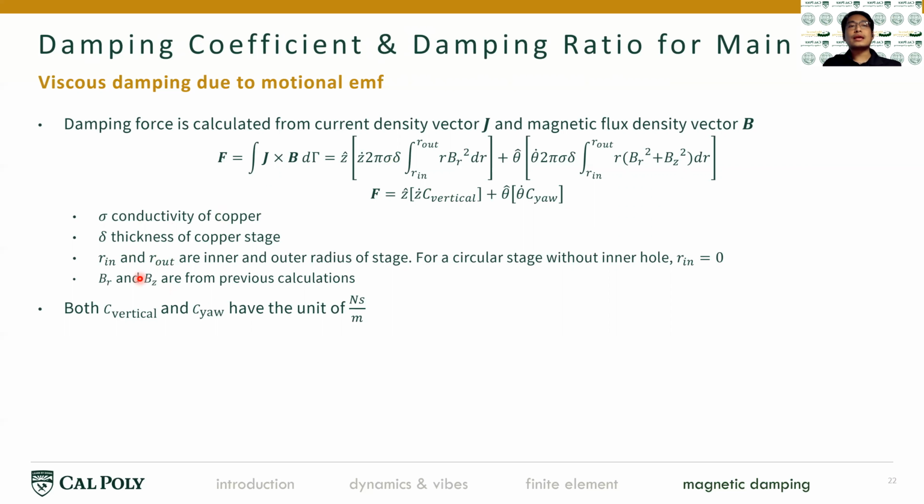And we'll feed the data we got from BR and BZ from the previous calculation into another new function to calculate for these forces. Specifically, we calculate for C vertical and CR. And these have the units of Newton second per meter.